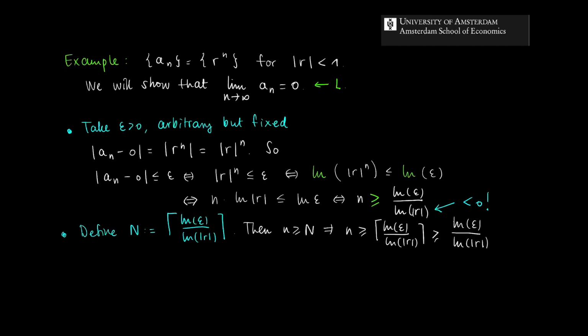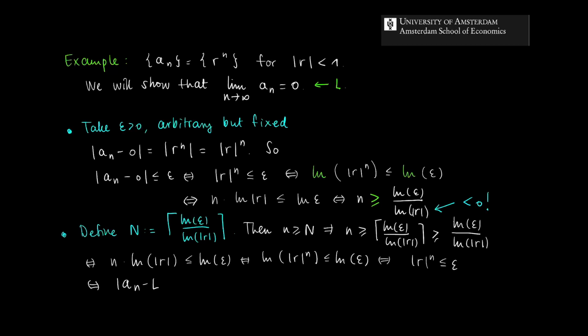So I will do it a little bit fast. So here we get all the terms, so we can just go back. The complete story can be followed back, traced back, as we already did the work above. So we in the end get that the absolute value of an minus l is smaller equal than epsilon, and this is what we needed to show. So indeed, the limit of this geometric sequence is 0, at least if the absolute value of r is smaller than 1.